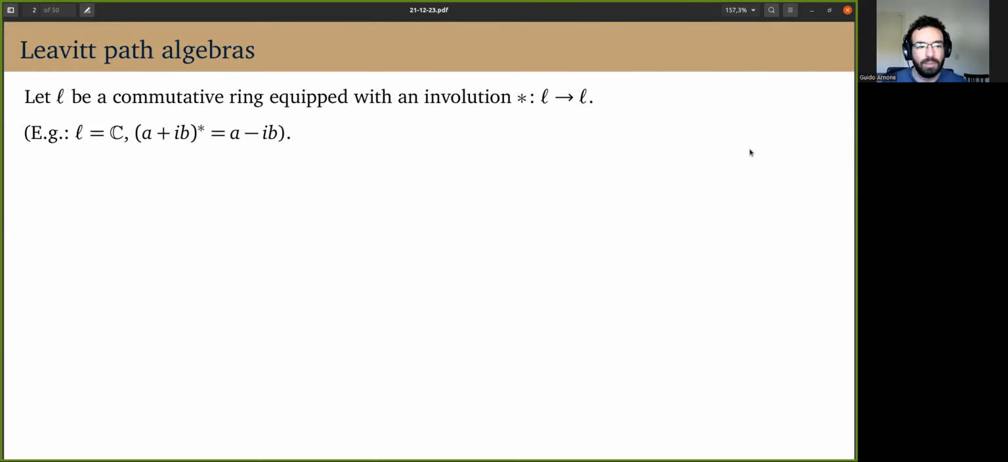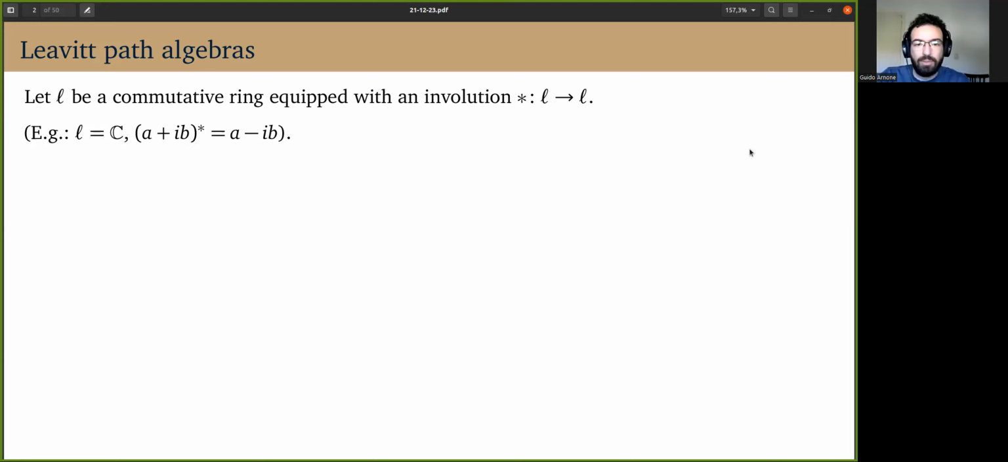So I will start with L, a commutative ring equipped with an involution, which I will denote star. The main example to have in mind is the complex numbers with complex conjugation, but we could also take, for example, star to be the identity and L to be any other commutative ring, say the integers.